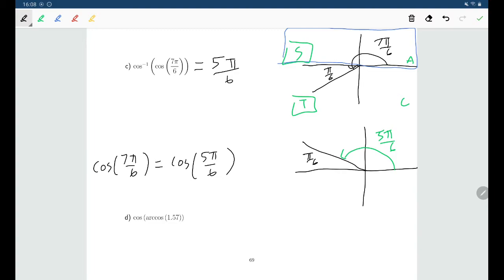And then the last one that we have here, cos composed with arccos, or cos inverse, of 1.57. And that's not inside the domain of cosine inverse. So since we have that this is undefined, that means cosine composed with it is undefined as well.